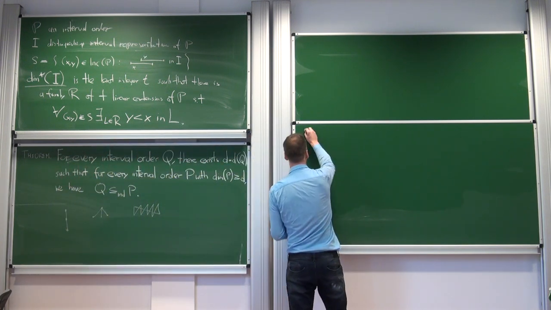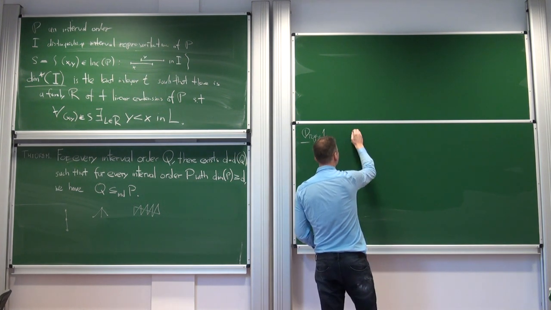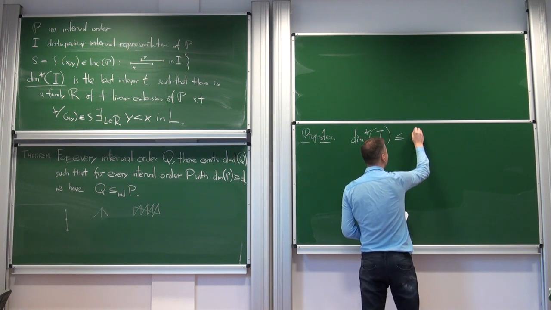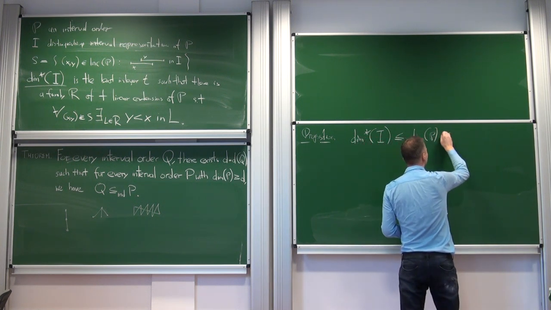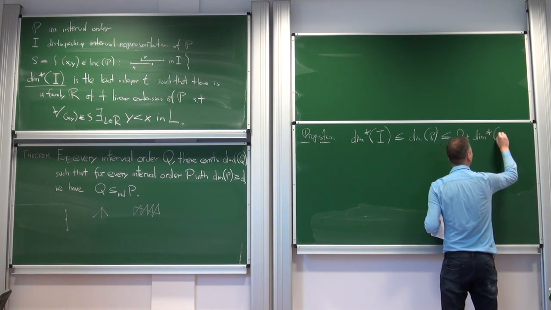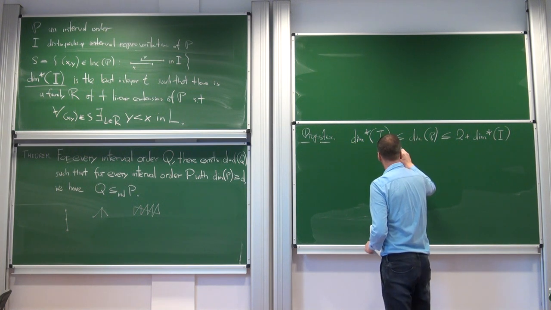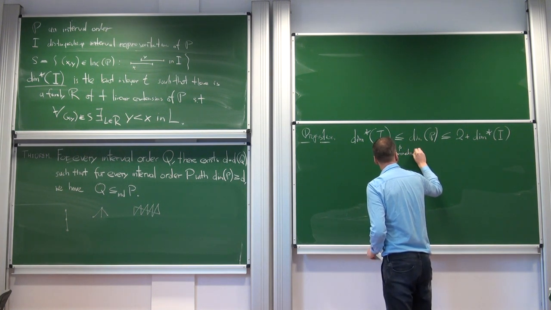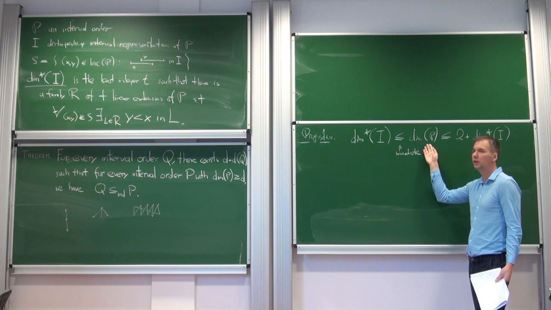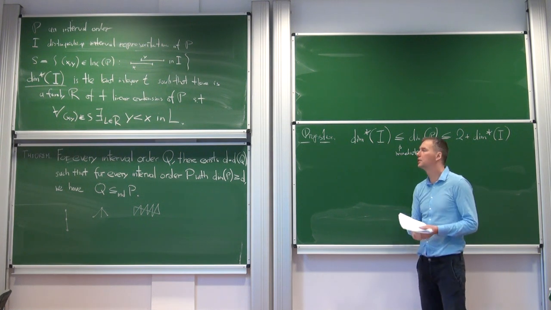So, proposition. Let's put it already in that context over there, so I don't repeat the definitions. Dim star of I is less or equal than dim of P, which is less or equal than 2 plus dim star of I. And this first inequality is immediate, as when we take a realizer, we reverse all the incomparable pairs, so in particular, we reverse steps. So that's the inequality.